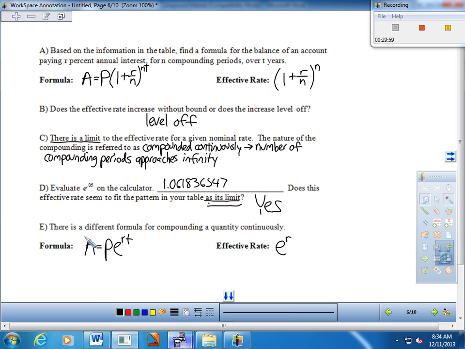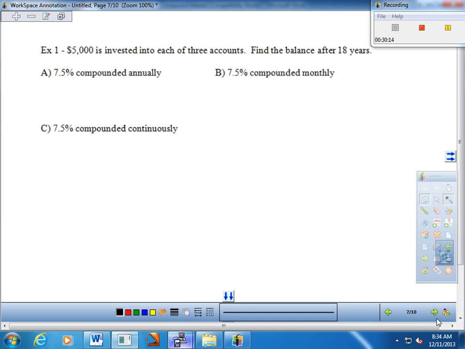All right, looks great. We're going to dive into the next piece here and do just a couple examples to wrap this up. So nice and straightforward, just really calculator oriented here from here on out. Let's see if we can put some stuff together. So $5,000 is invested into each of 3 accounts. Find the balance after 18 years. So now not just worried about the effective rate, but really tracking money and how it's compounded based on the interest rate. Okay, so let's go get them.